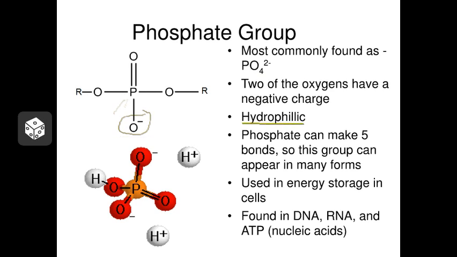And they're especially important because they are very energy dense. They're used for energy storage in cells, particularly inside this molecule known as ATP, which we'll talk about more in Chapter 5. You can also find phosphate groups in DNA and in RNA.